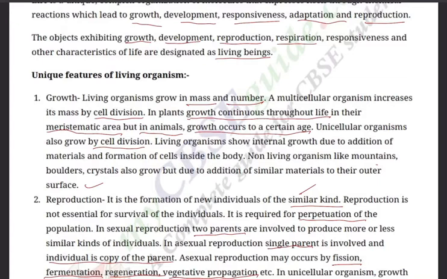First one is growth. We said that growth is addition of cells, so its number gets increased. As the number gets increased, the mass of the animal or plant gets increased. So a multicellular organism increases its mass by mitosis, cell division. In plants, growth continues throughout their life because of the presence of meristematic tissue, I said. But in case of animals, since there is no meristematic tissue, the growth is restricted only to certain age. Unicellular organisms also grow by mitosis.